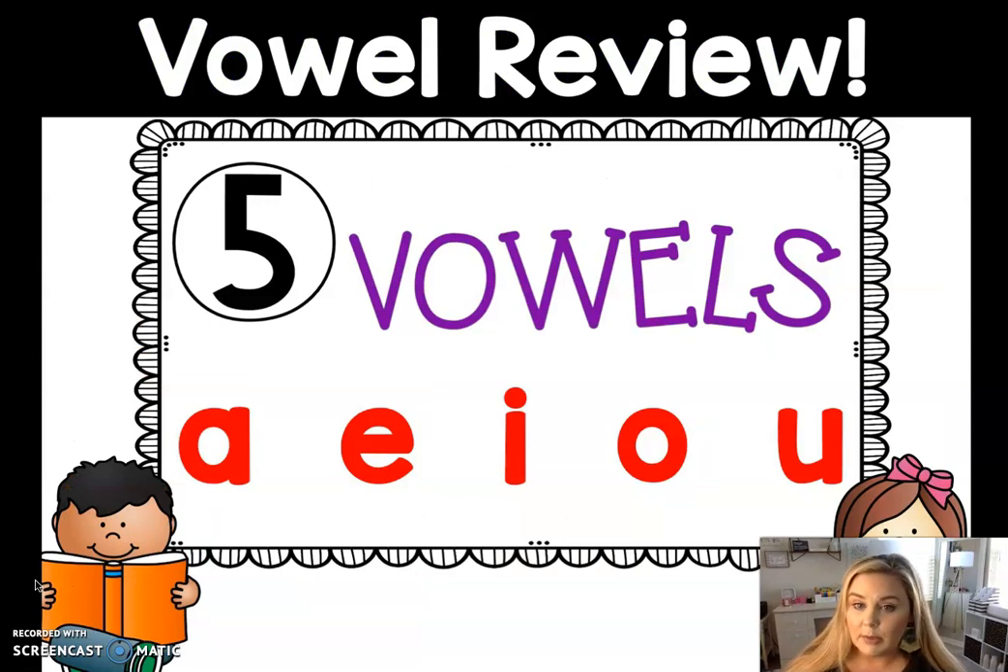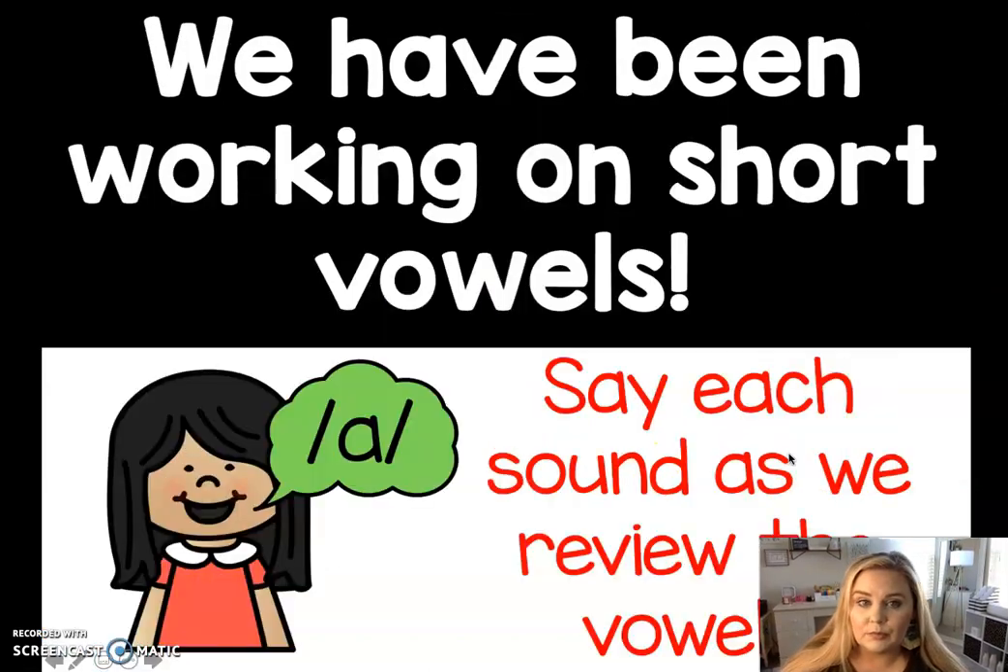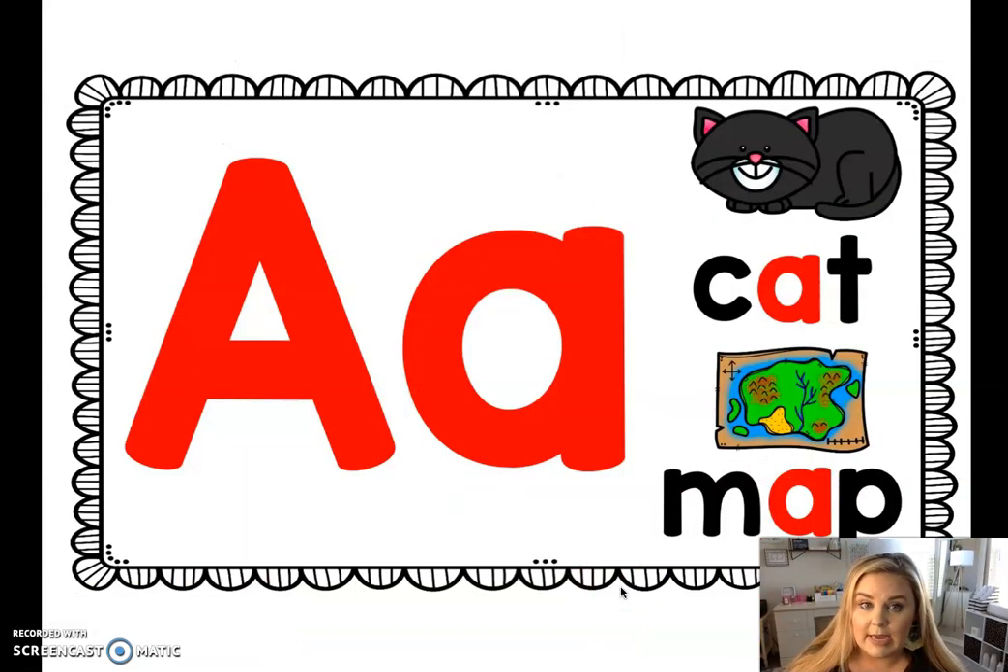Vowel review. So as we know, we have 5 vowels. Go ahead and say them with me. We have A, E, I, O, and U. So we've been working on short vowels, and we're now going to say each sound as we review the vowels. When we do our CVC words, for example, those are all short vowels. So we're going to review just the sound together that the short vowels make.